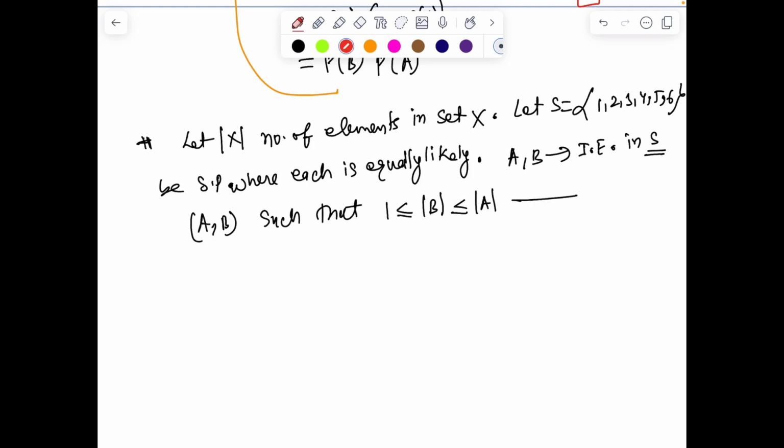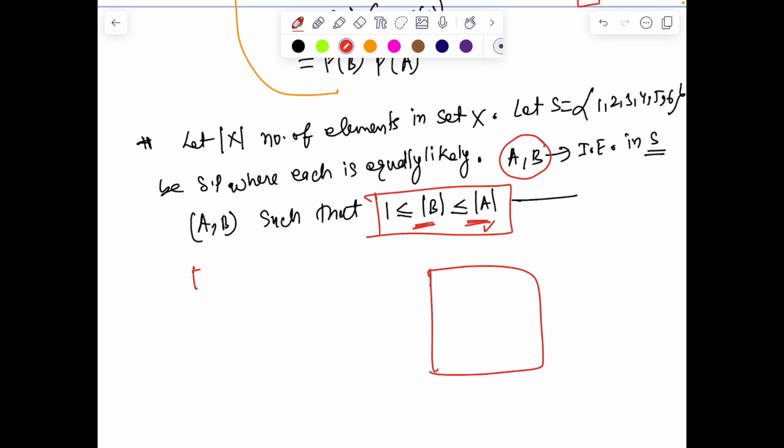What does it mean? Basically, |X| is the number of elements in set X. So |B| is the number of elements in set B, and |A| is the number of elements in set A. We need to find how many ordered pairs of events are possible so that the number of elements in set A is more than or equal to the number of elements in set B, which is at least 1, and they are independent.